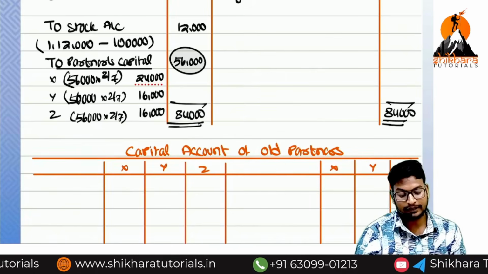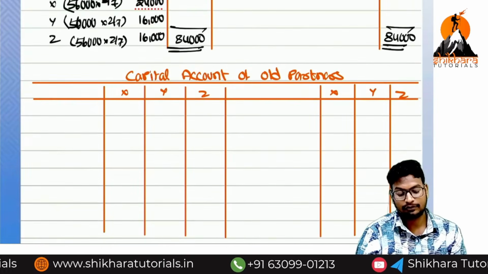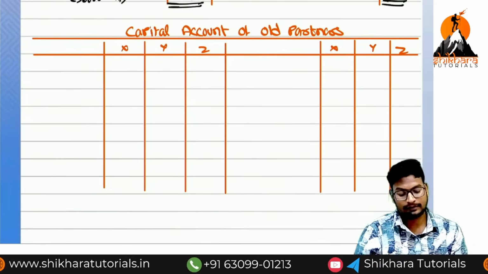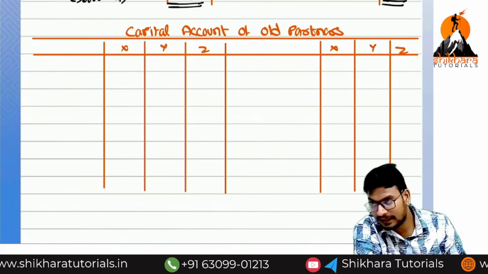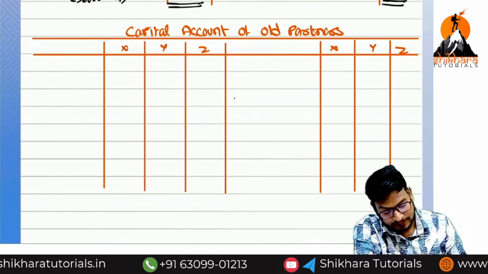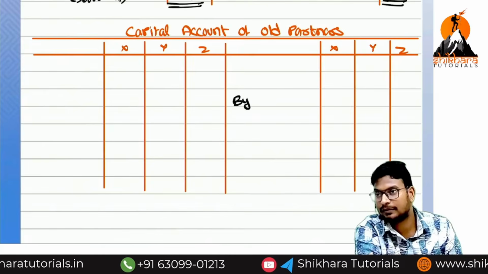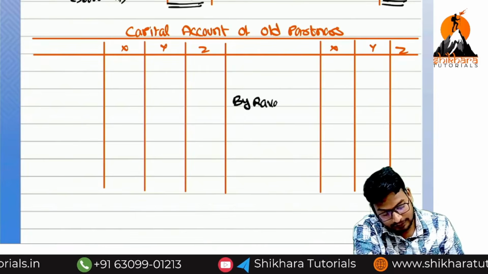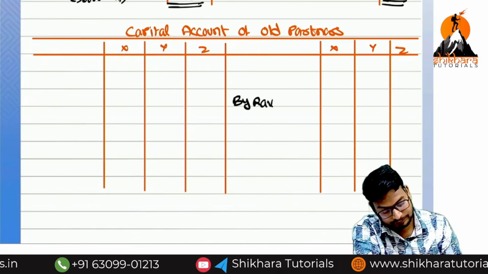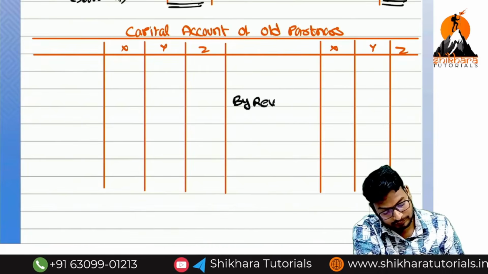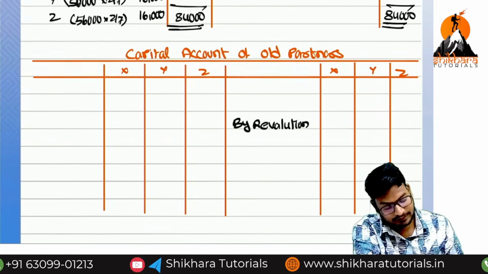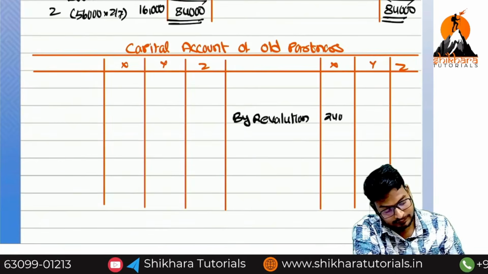Okay. Now where we need to post these balances, Amma? For old partners' capital account and new partners' capital account. Old partners' capital account. So by revaluation or to revaluation? By, but we need to write the opening balance, Amma. Please give some space. To by revaluation. What are the balances? 24, 16.